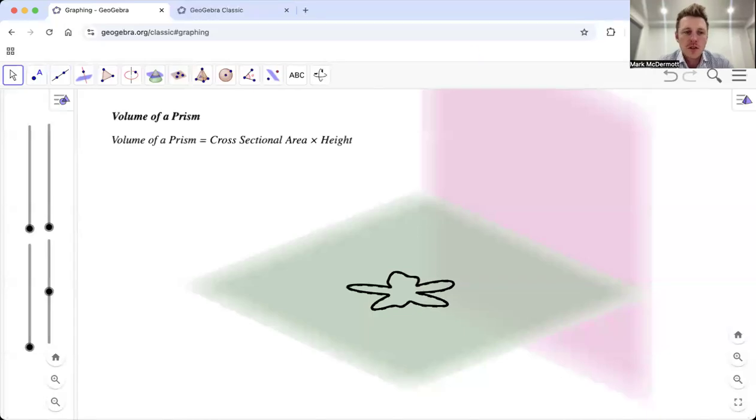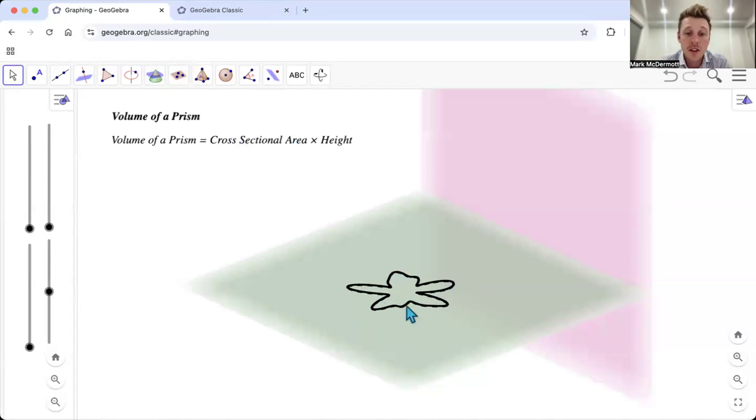All right, so we're going to look at the volume of any prism. The volume of any prism is given by the cross-sectional area multiplied by the height. Imagine we had some area that's in two dimensions at the moment. It's a very irregular shape, as you can see, so knowing the area of that doesn't really have a formula to it.